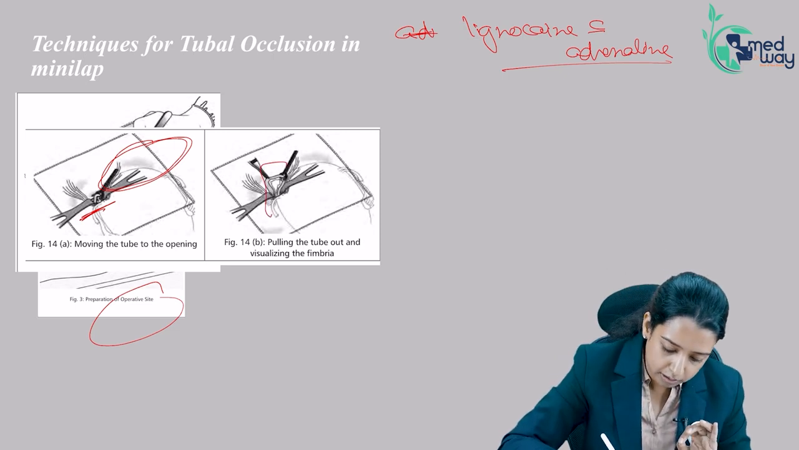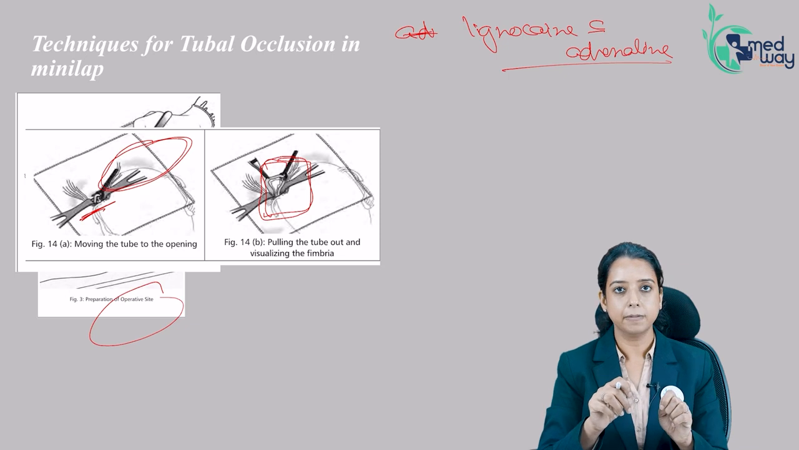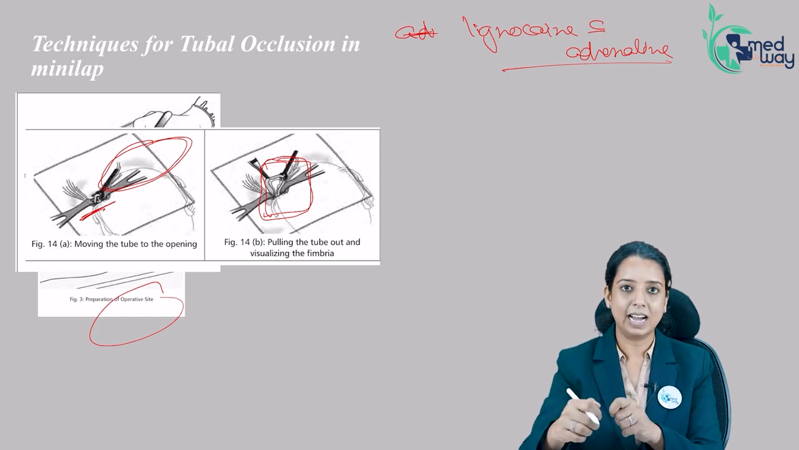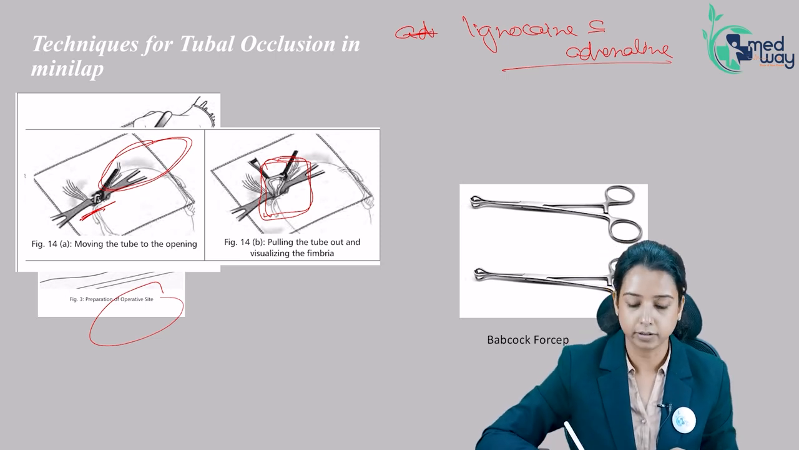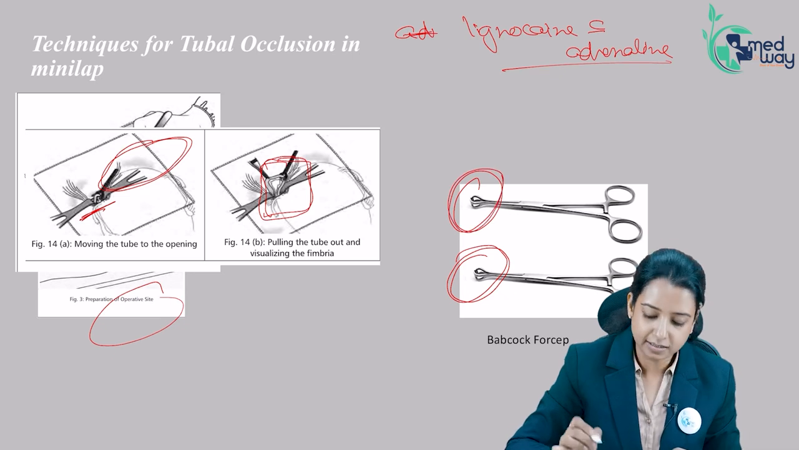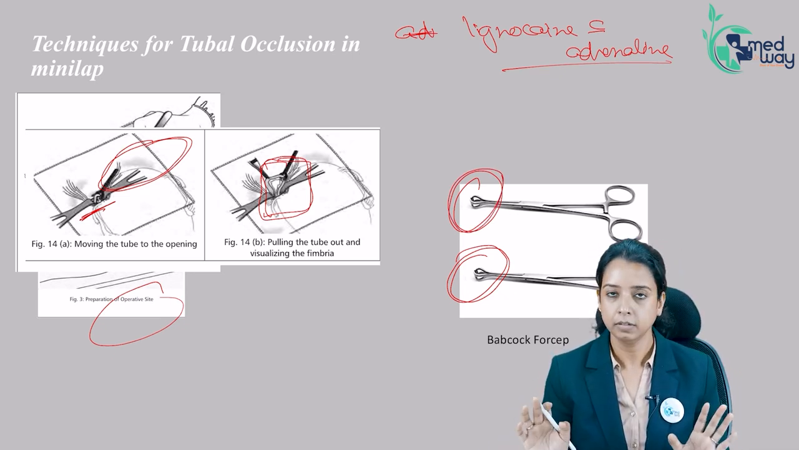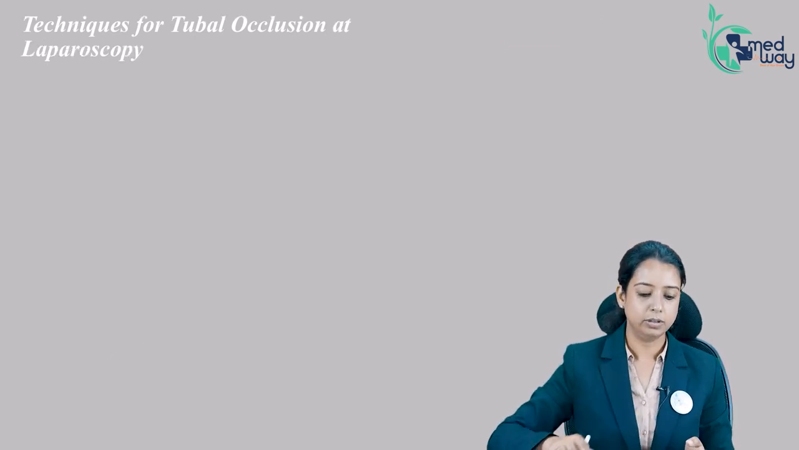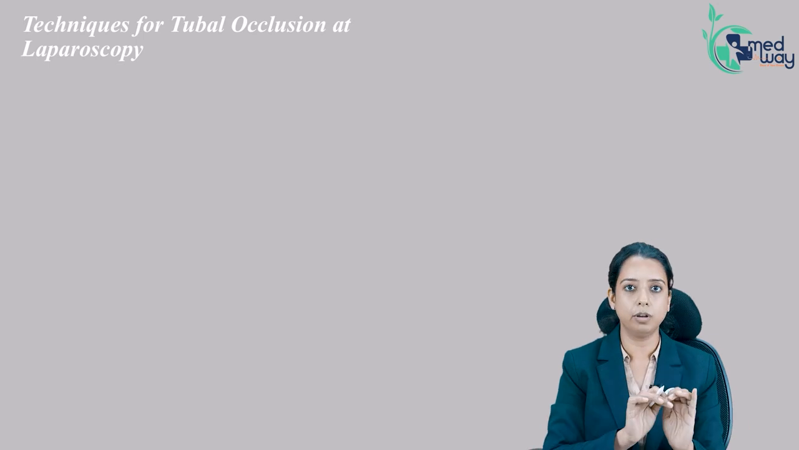Take out a small lumen like this, tie it and hold the lumen, tie it and cut it. What are you doing? Modified Pomeroy's. This is the Babcock forceps. Can you see this? The end is like this, so that a luminal structure can be taken hold of without damaging it. Right? Okay. So that is the technique during laparotomy and during mini lap.